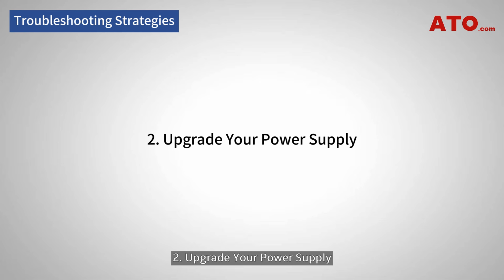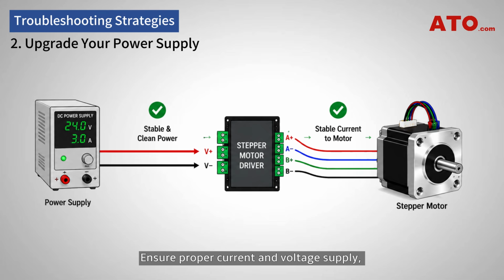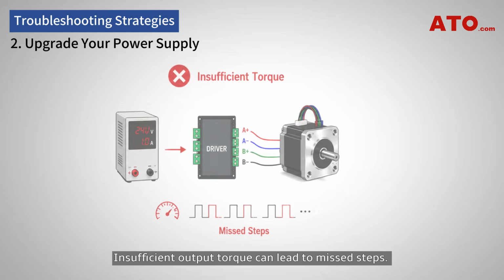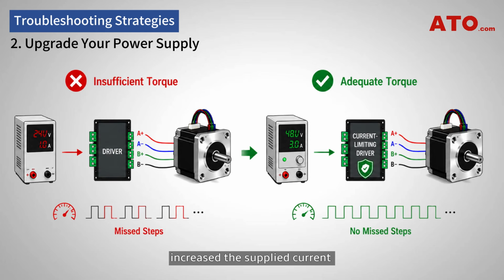Number 2. Upgrade your power supply. Ensure proper current and voltage supply and provide a stable and clean power source for your motor. Insufficient output torque can lead to missed steps. To resolve this, increase the supplied current and voltage to provide the required torque. But you must do so carefully. Always use a current limiting driver that can both handle the higher voltage and limit the current to the motor's specs to prevent overheating and damage.